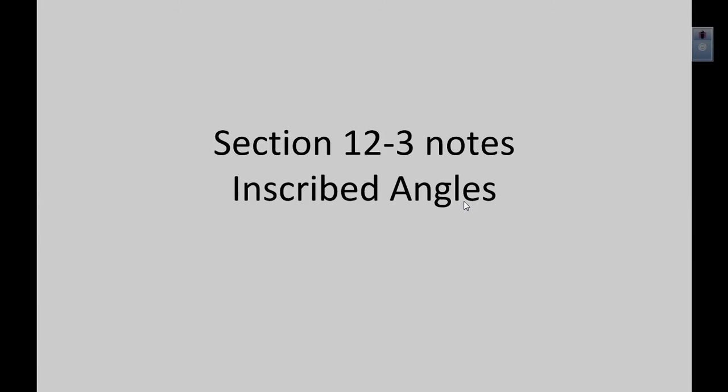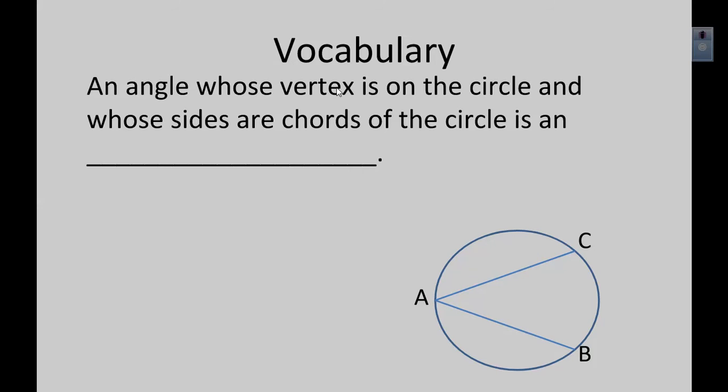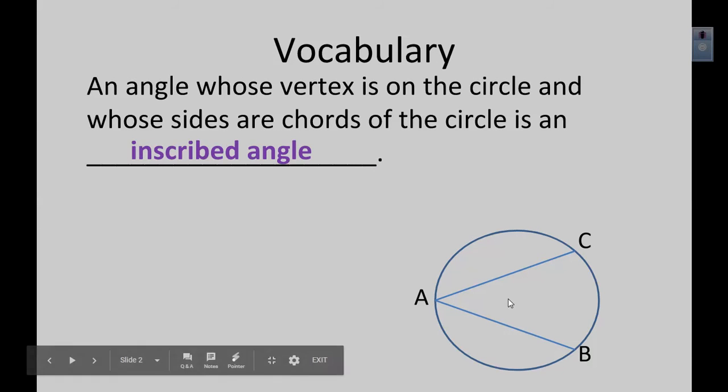Let's look at section 12.3 notes, inscribed angles. An angle whose vertex is on the circle and whose sides are chords of the circle is an inscribed angle. So we've looked at angles formed from the center of the circle, which was the central angle. Now we're looking at inscribed angles.